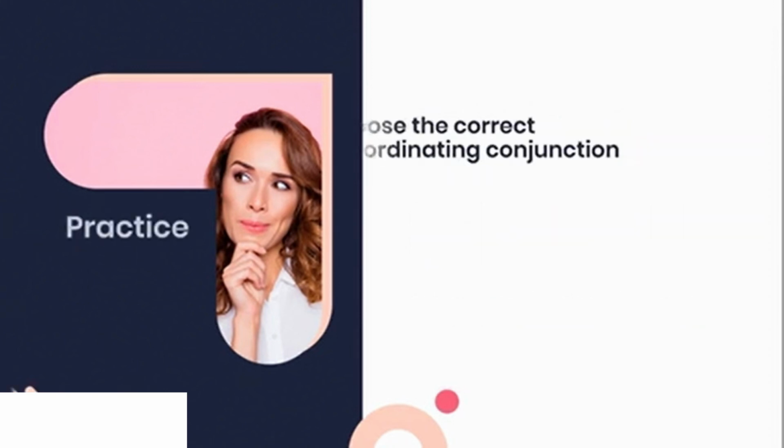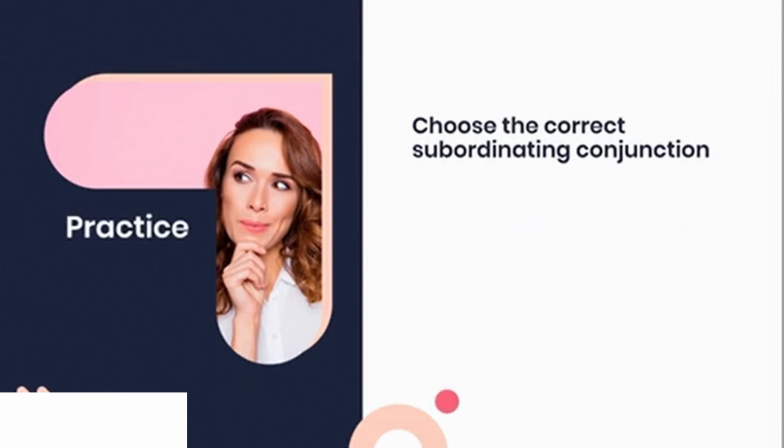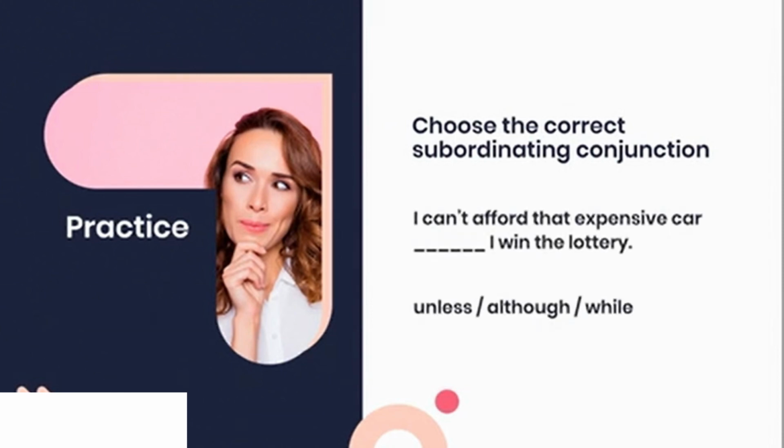Let's do another one. Choose the correct subordinating conjunction for this sentence. Again, I'll give you a few seconds to have a read. The correct subordinating conjunction is unless. I can't afford that expensive car unless I win the lottery. Winning the lottery is the condition for not being able to afford the car, so it makes sense to use a subordinating conjunction of condition, namely unless.